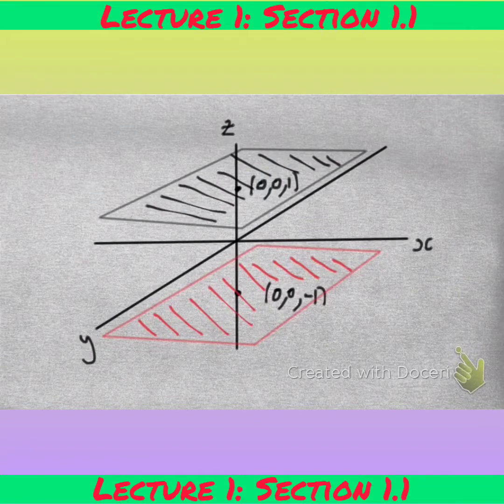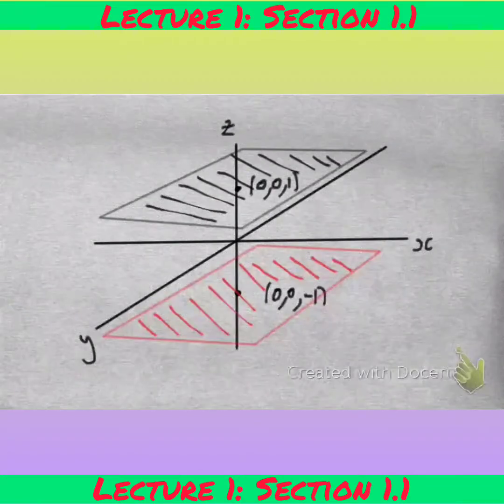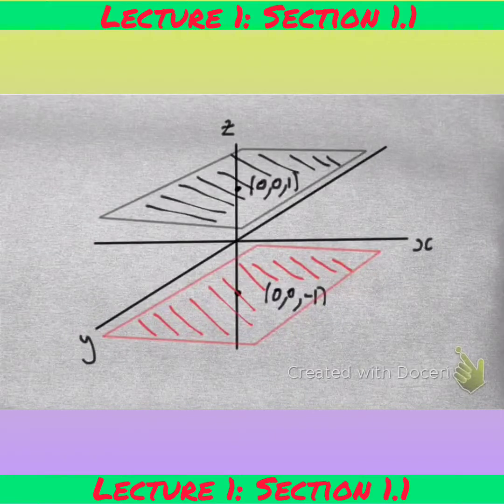Right, and upon inspection, you can clearly see those two planes don't intersect anywhere. So there are no points x, y, and z that lie on both those surfaces. So that's an inconsistent linear system, and it's a linear system with more unknowns than equations.